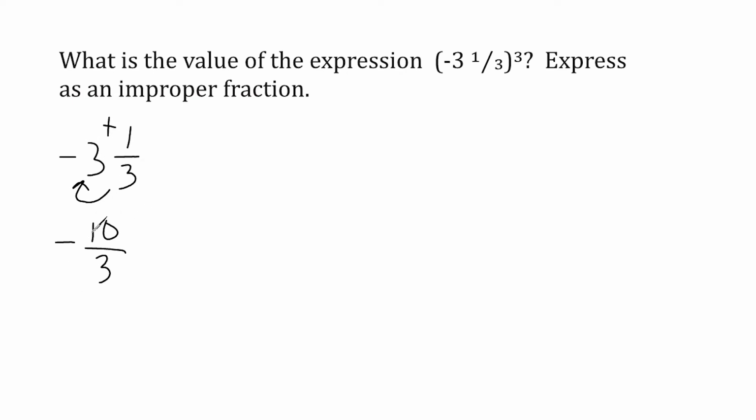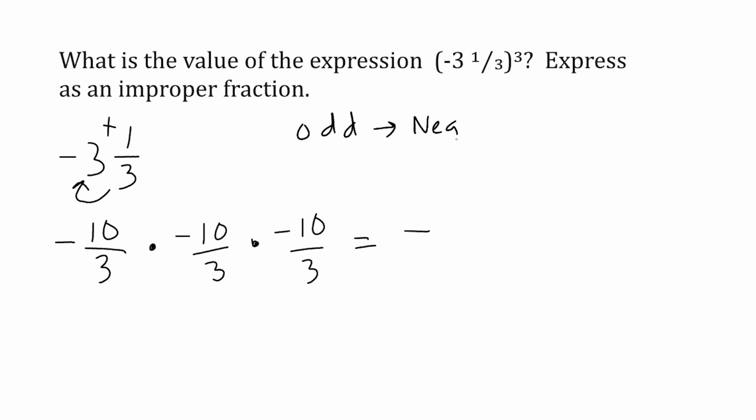Now, this value here, negative 10 thirds, is raised to the third power. So we're taking negative 10 thirds and multiplying it by negative 10 thirds by another negative 10 thirds. Now, what we must remember here is that when you are multiplying an odd number of negatives, your answer is going to remain negative. When you have an even number of negatives, your answer is going to be positive. So we know right away that we're going to have a negative answer here.